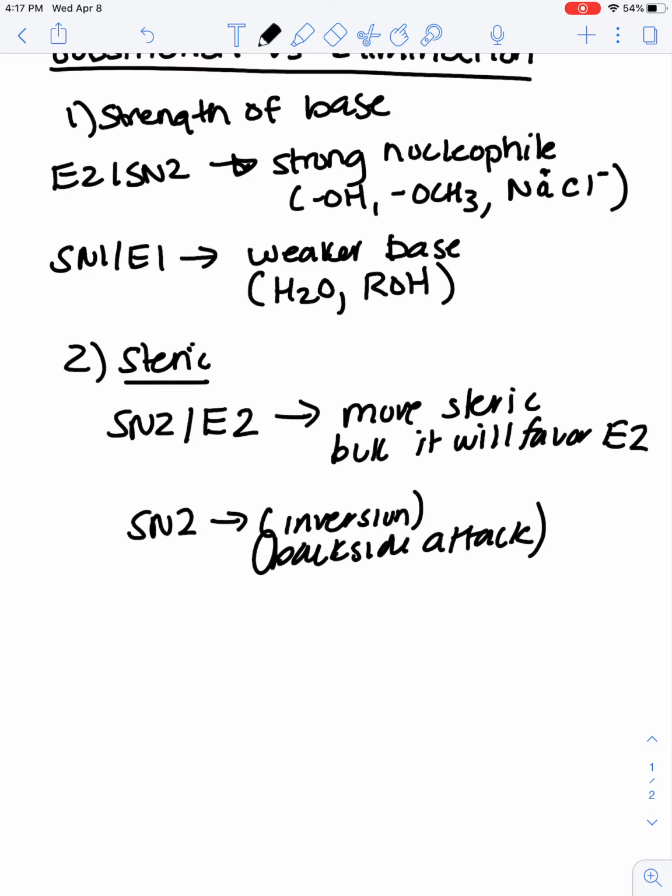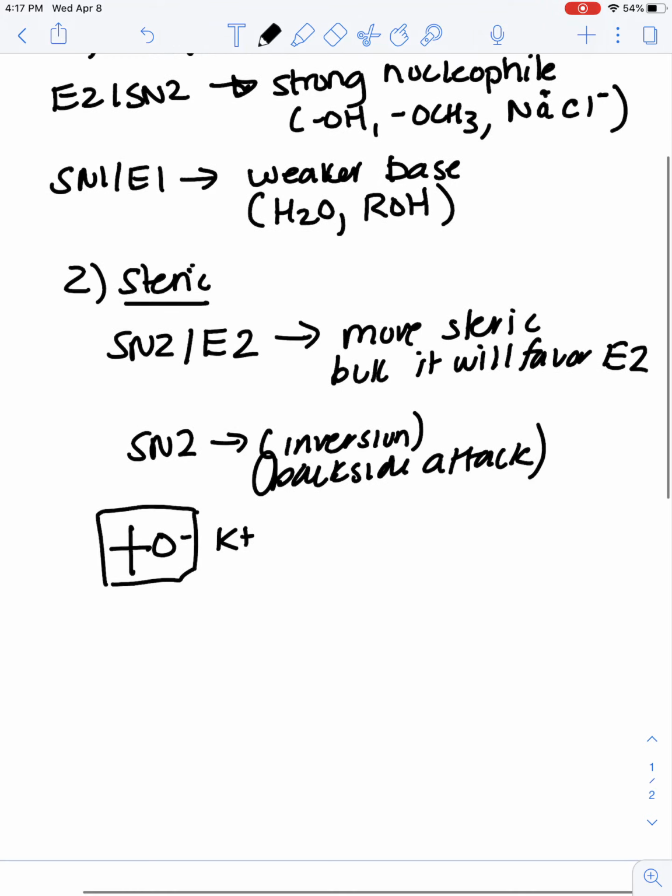The same thing for if we have a bulky base. So we talked about this tert-butoxide. This base right here is typically going to favor E2 reactions unless it's on a primary substrate. Then SN2 products will also form.